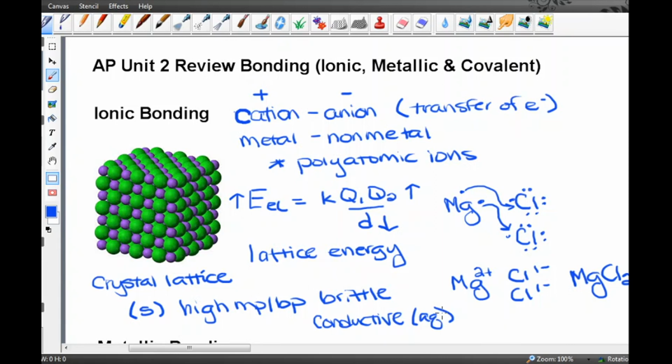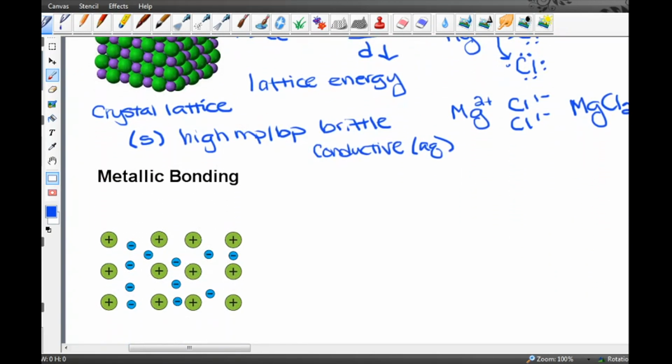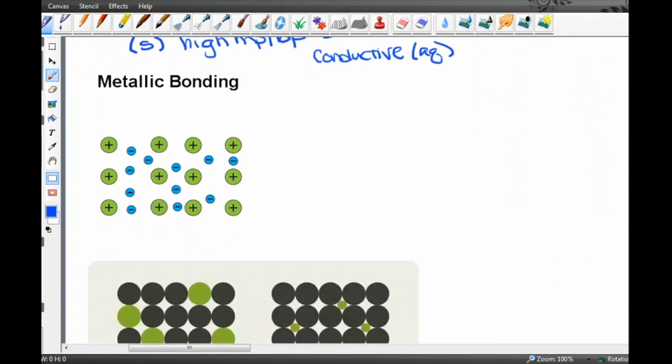Okay, great. Done with ionic. That wasn't too painful. Let's talk about metallic bonding, shall we? Does anybody remember the name of this structure? Let's switch to green. This structure is called the sea of electrons.